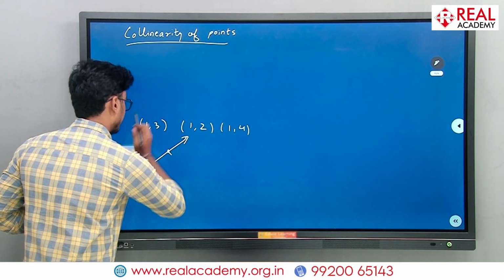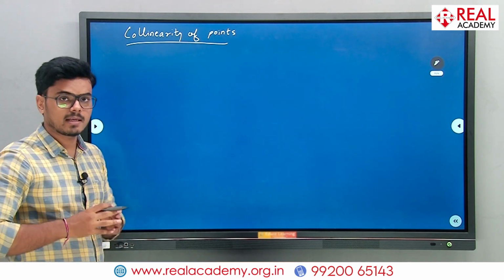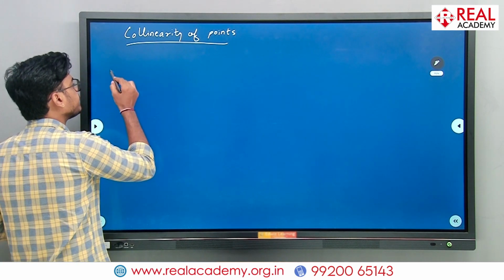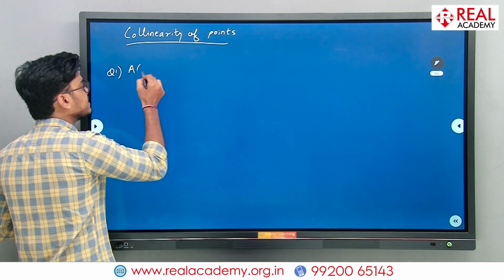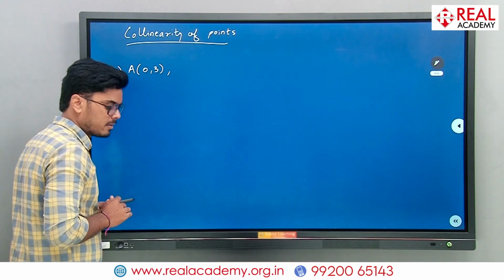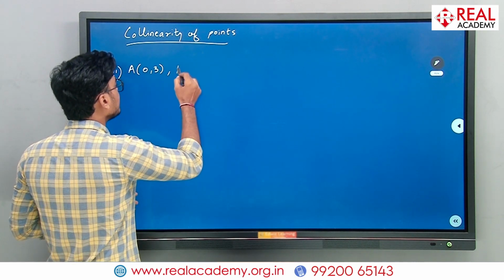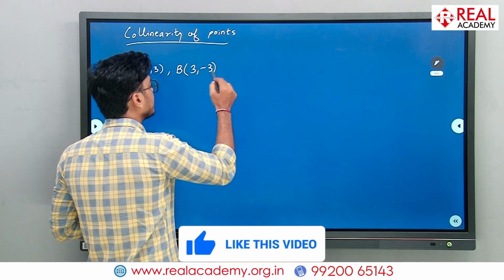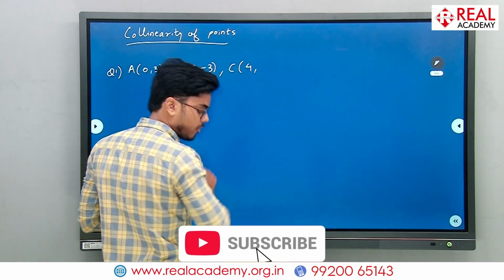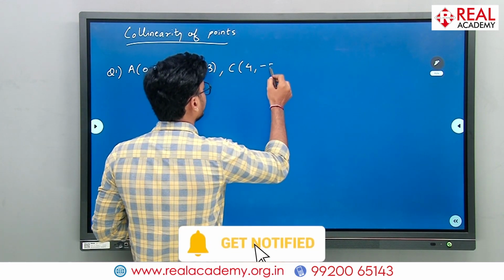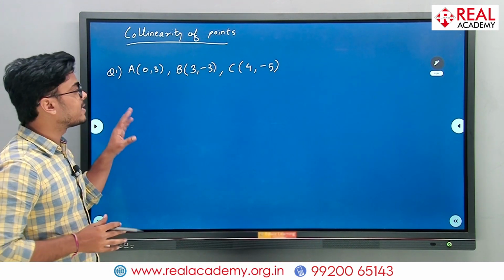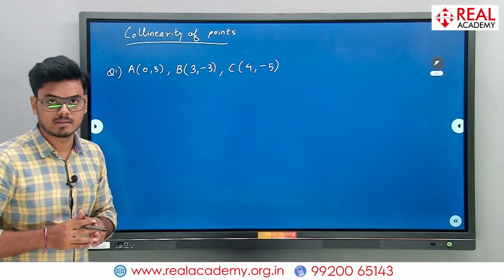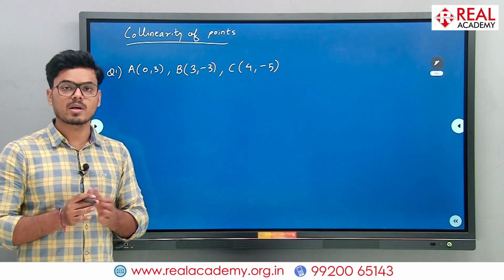Now let us take an example of this. Suppose I have 3 points, 0,3 is point A. Then we have point B 3 comma minus 3 and point C 4 comma minus 5, and I have to check whether these 3 points will lie on the same straight line or not, using the distance formula. How can we do that?